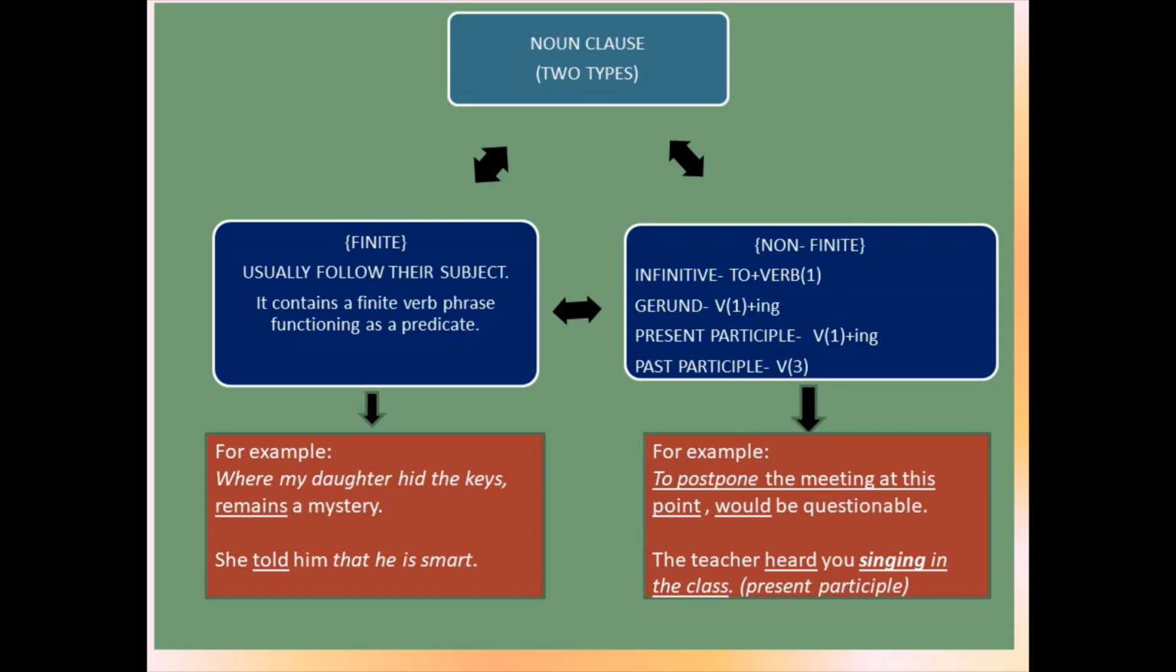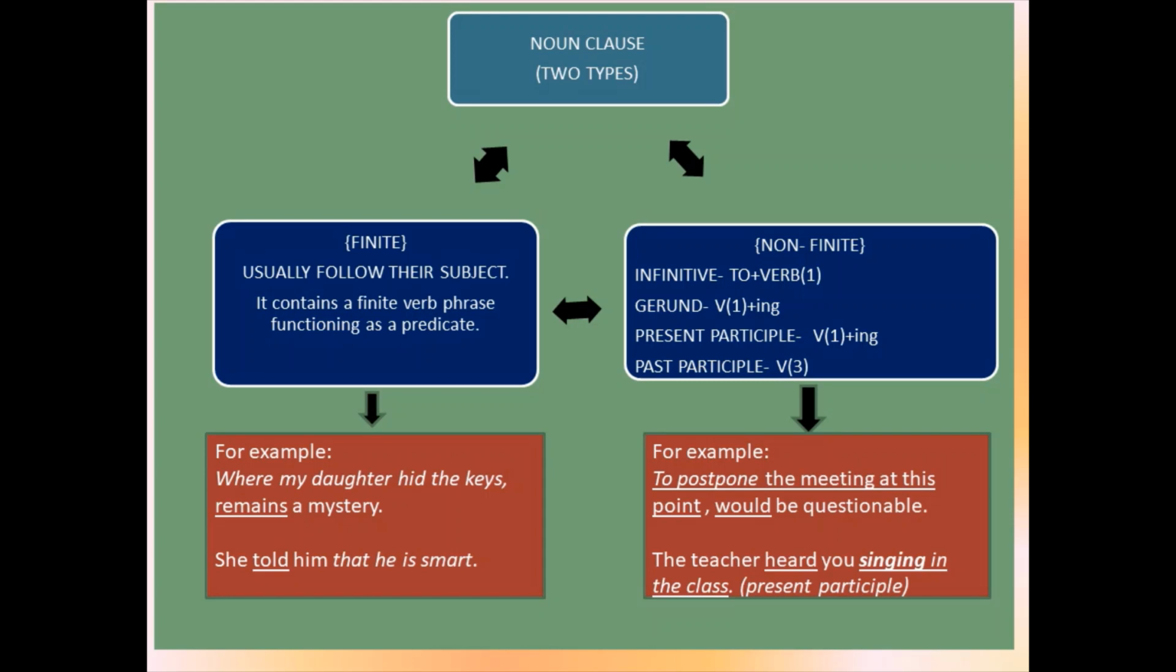Now, understand it with the example. Where my daughter hid the keys remains a mystery. In this sentence, children, if we have to look for the main clause, it would be: it remains a mystery. The subject has been omitted there. It remains a mystery. What remains a mystery? You know why I use the word what? Because that is the question you ask the verb remains. What remains a mystery? Where my daughter hid the keys. That is the answer you get. So where my daughter hid the keys becomes the predicate or the other part of the sentence.